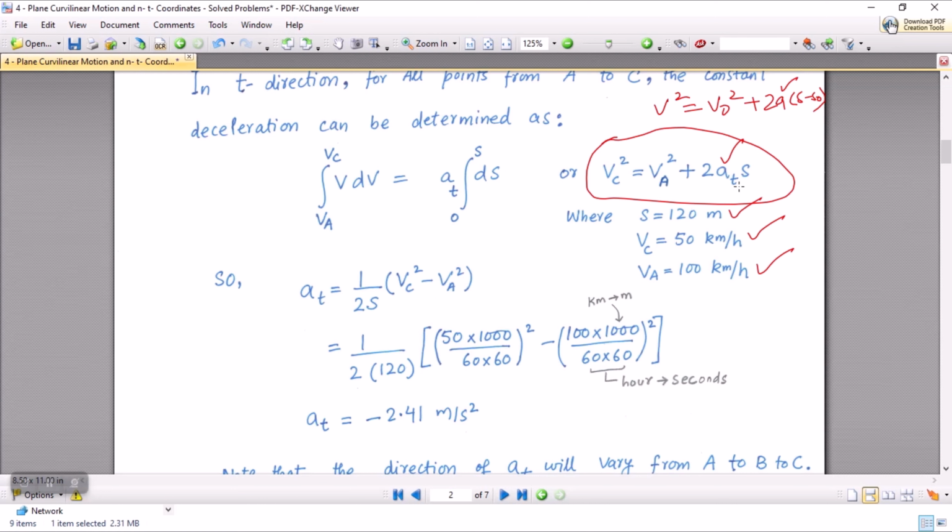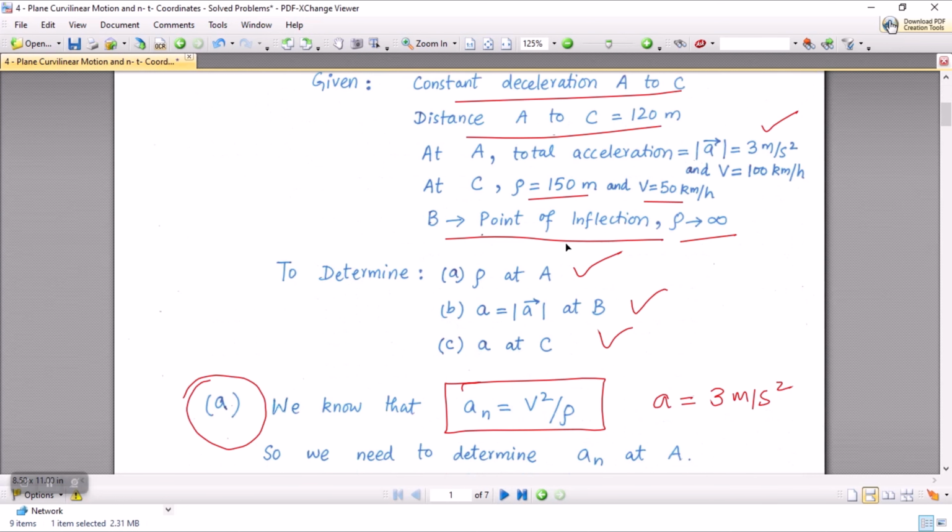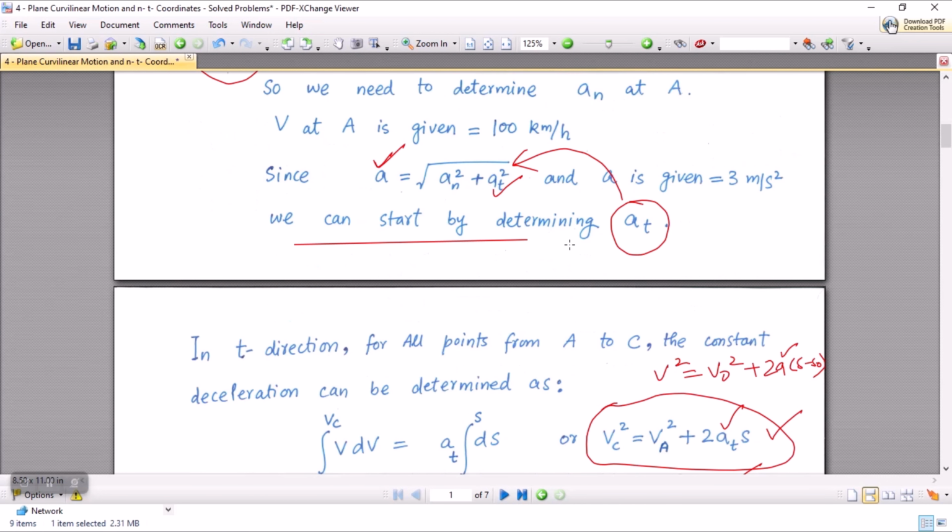So I applied this formula in the t direction, or t component, right? But one thing you need to please remember is that there is no constant t direction between A and C. The t direction is varying all along from A to C. So I cannot simply draw this as the t axis; this is the t axis only at point A. At the next instant t will change, and at the next instant it will change again. But the magnitude of the t component will remain a constant deceleration, which we will determine using this expression now.